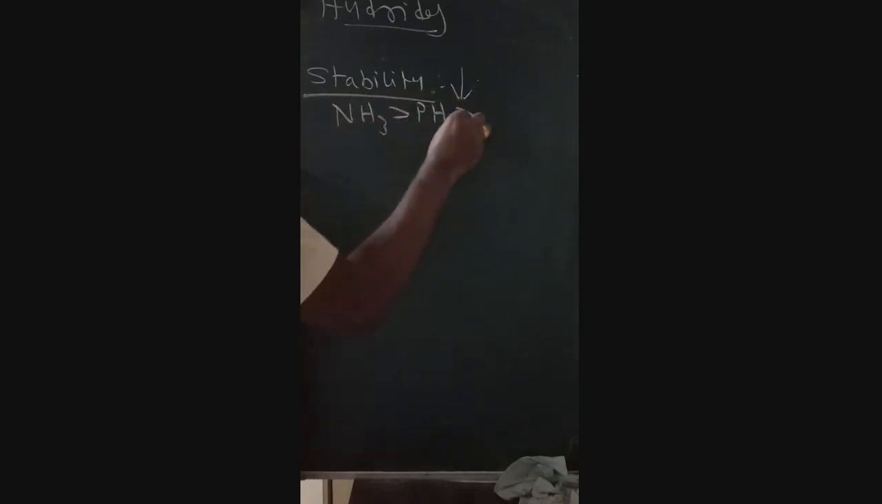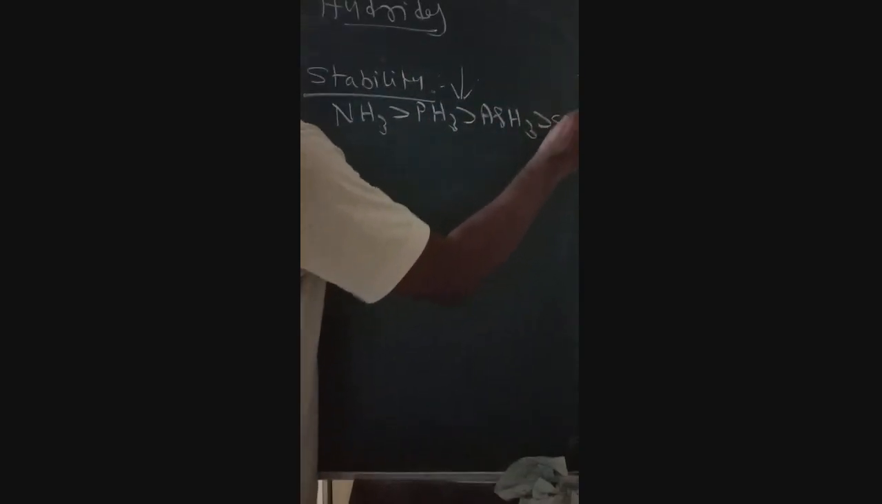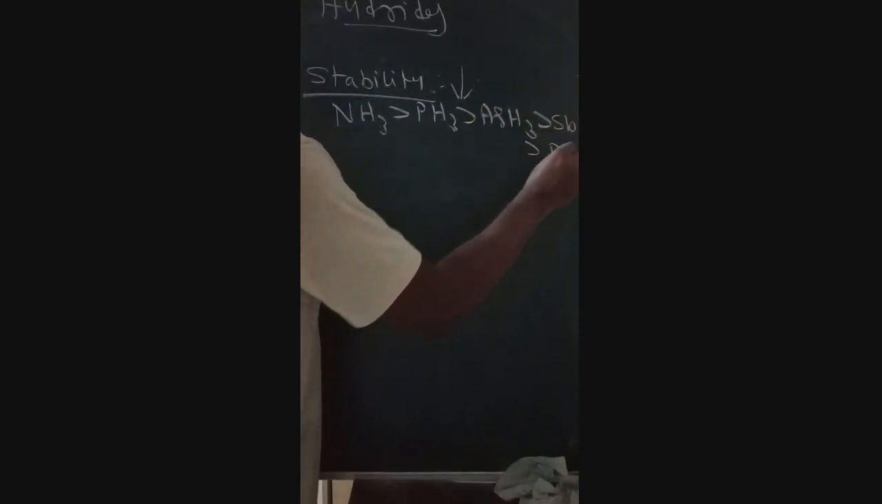Next, some of the properties of hydrides. One property observed is stability. What happens to the stability of hydrides? Down the group, stability decreases. That means the most stable hydride is NH3, then PH3, AsH3, and SbH3, next BiH3. This is the order of stability.